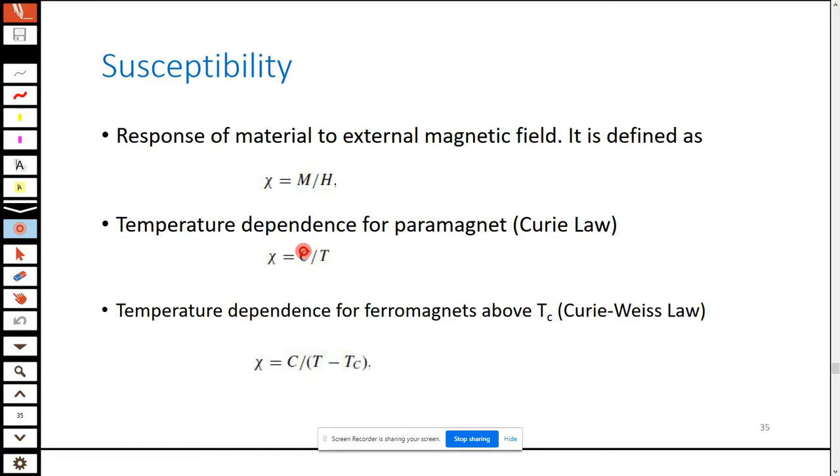Okay, so the temperature dependence is given by this Curie law, which is 1 over T. The susceptibility is C over T, where C is a constant. But for many ferromagnets, or even many paramagnets, you will see that they do not show this kind of Curie law behavior, but they follow the Curie-Weiss law, which is given by C over (T minus Tc). So Tc is again basically the critical temperature or the Curie temperature. Okay, so we'll see this in detail maybe in the next lecture or after two lectures.